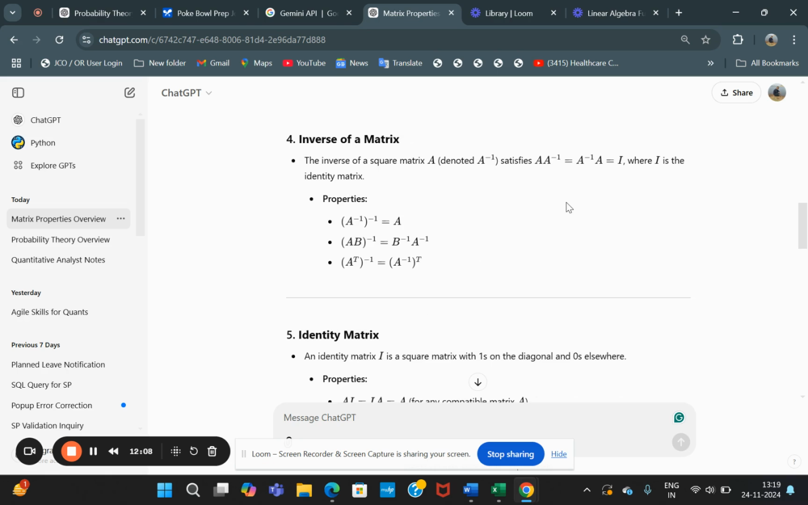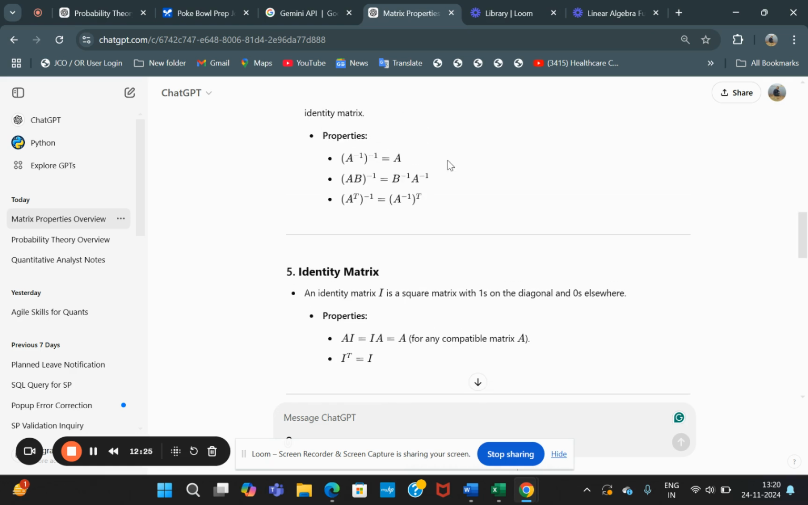So let's move to the inverse of a matrix. Inverse of a matrix is also a most important functionality from the quantitative analysis perspective. The inverse of square matrix A is denoted by A inverse, and the product of a matrix and its inverse is always the identity matrix. Let's keep that in mind. And the inverse of the inverse matrix is always the same matrix.